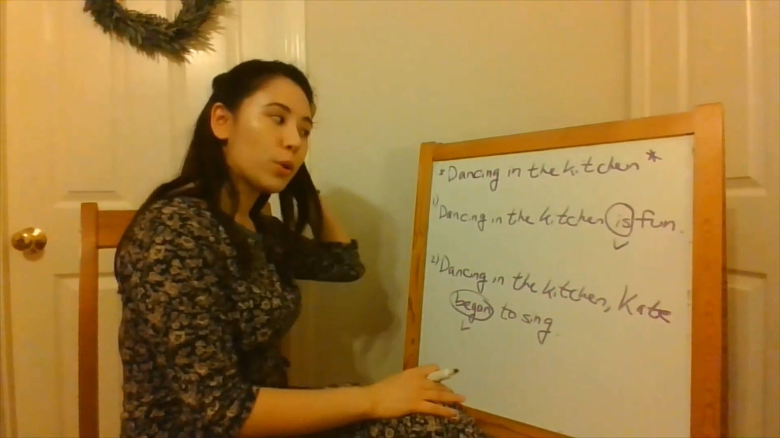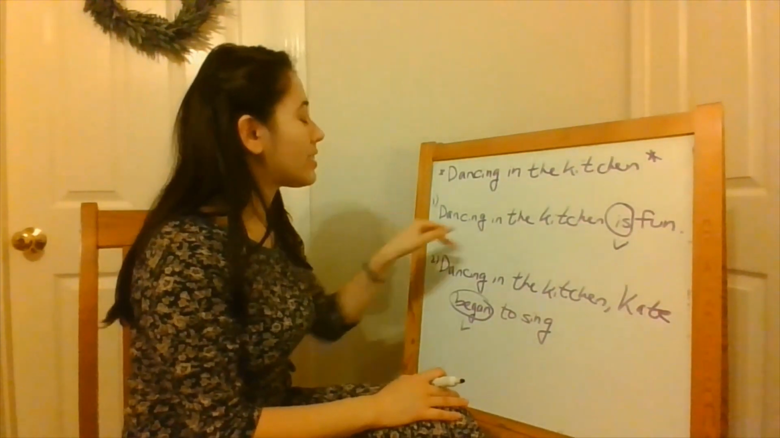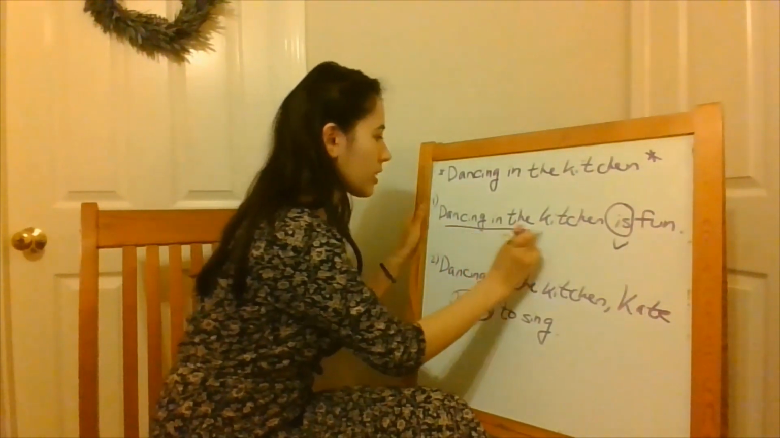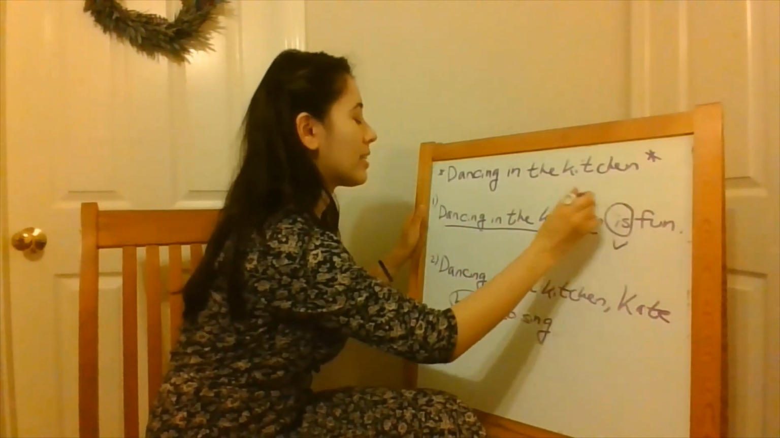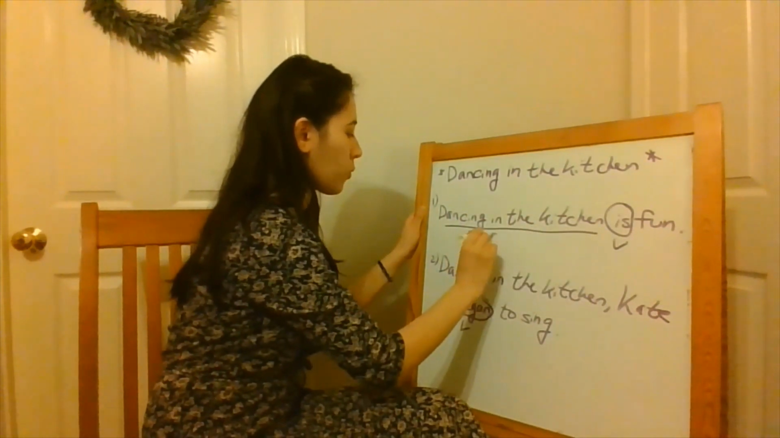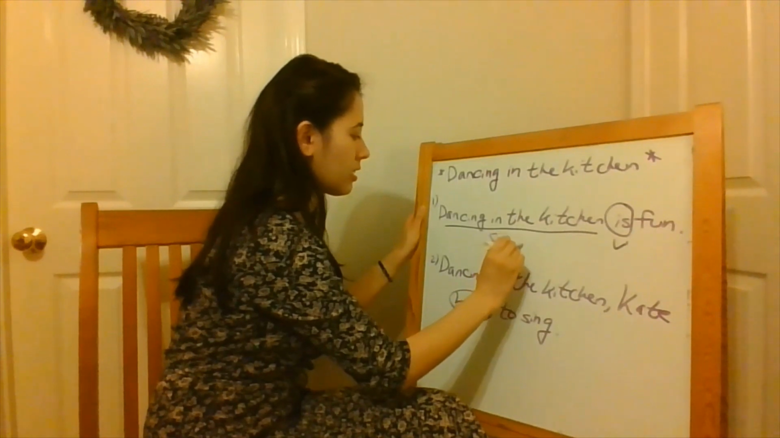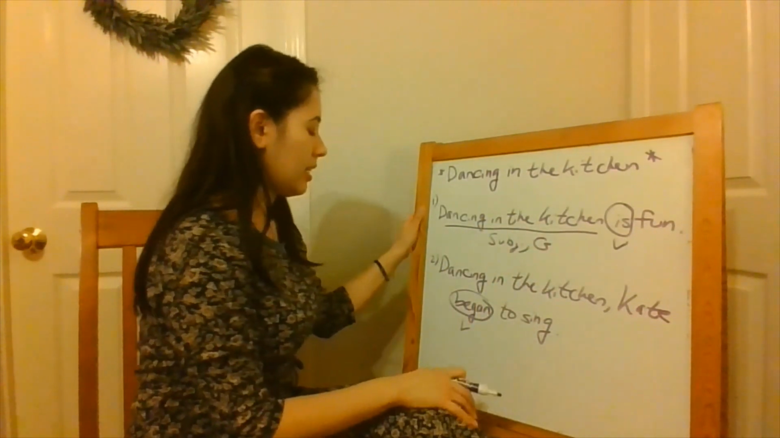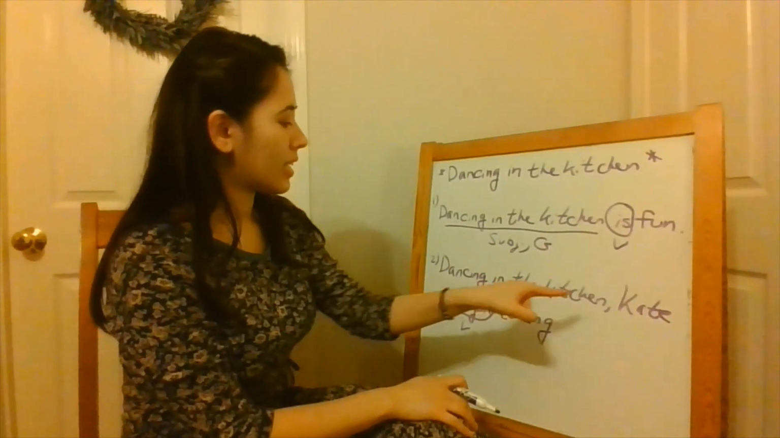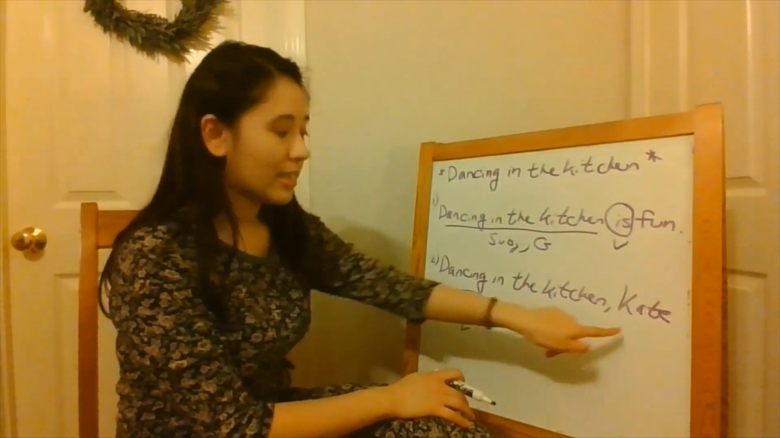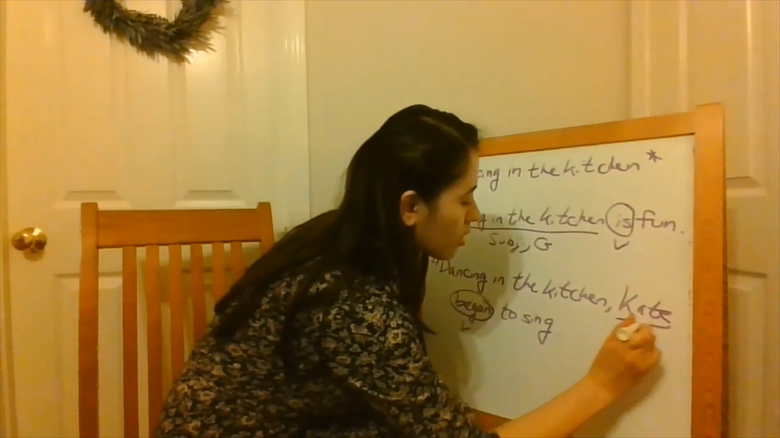So let's look at our first sentence. Dancing in the kitchen is fun. So here, what is fun? Dancing in the kitchen. Dancing in the kitchen is our subject, and it is also a gerund. Now, here we have dancing in the kitchen, Kate began to sing. Who began to sing? Kate. So Kate is our subject.